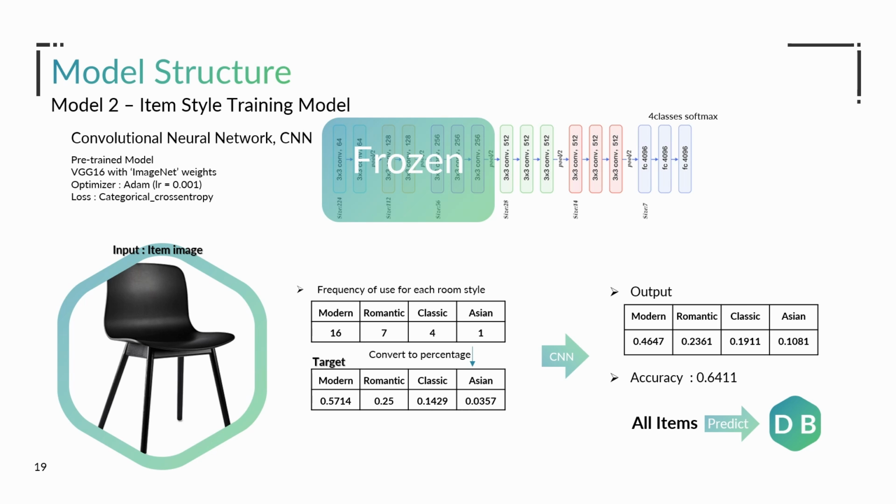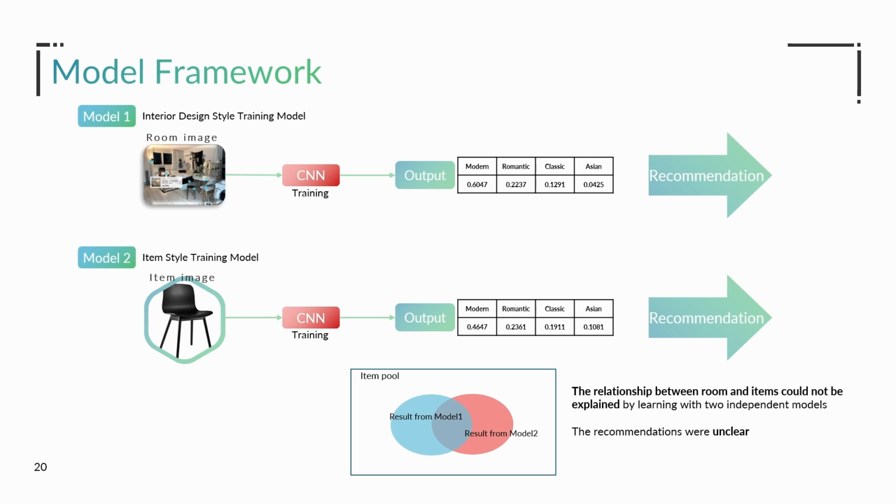This model gets the output representing the item style, and using this model, we predict all the items we have and store the value in the database for recommendation. Initially, we created a recommendation algorithm with each two models, but the relationship between room and items could not be explained by learning with two independent models, so results were unclear.